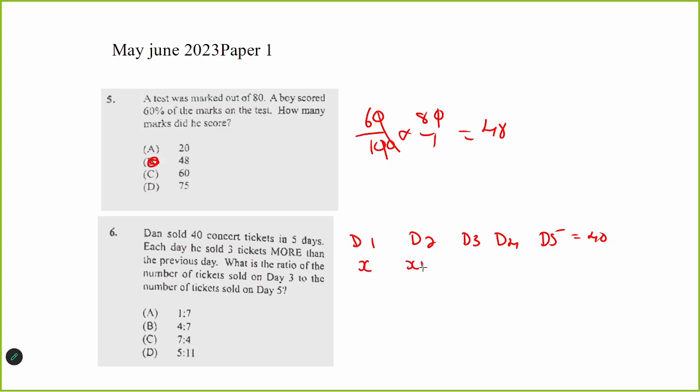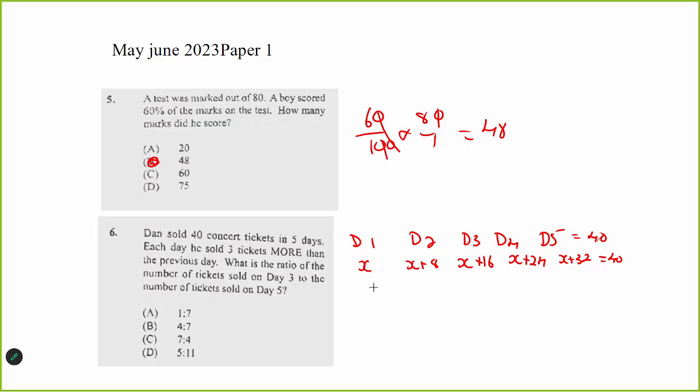Day 2 would be X plus 8. Day 3 would be X plus 8 plus 8, which is X plus 16. This one would be X plus 8 plus 16, which is 24. Right? And then 8 plus 32. Right? Day 1 would be X, day 2 is X plus 8, day 3 is X plus 16, day 4 is X plus 24, day 5 is X plus 32. All of this is going to be equal to 40.